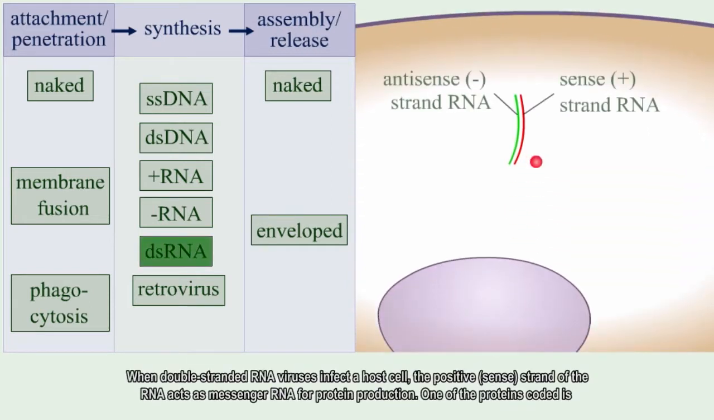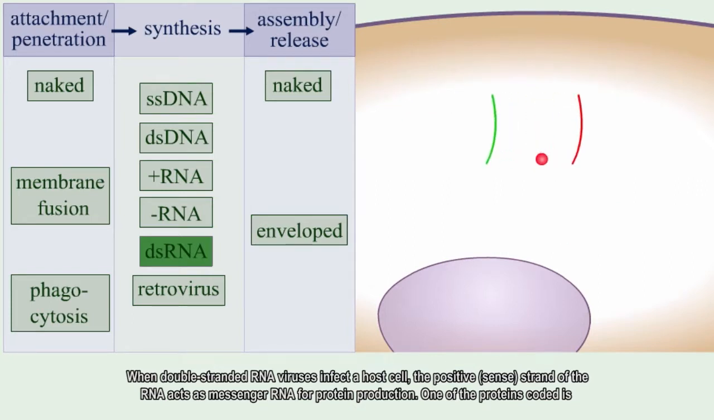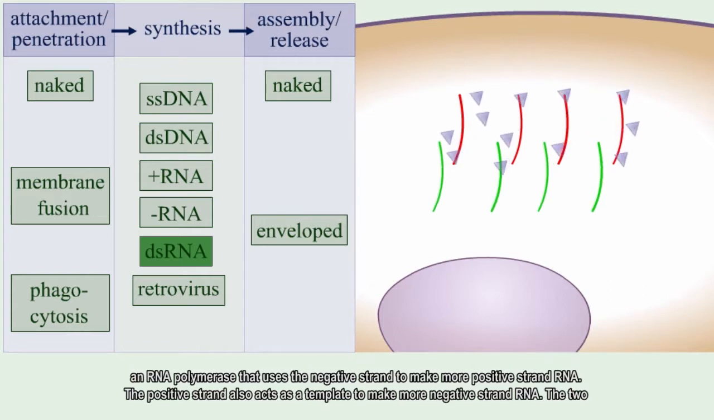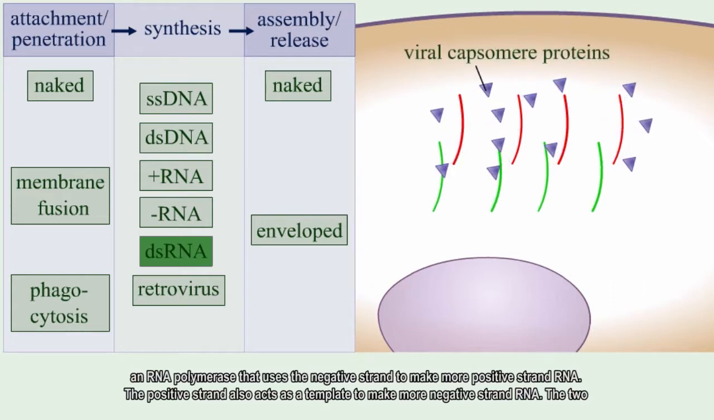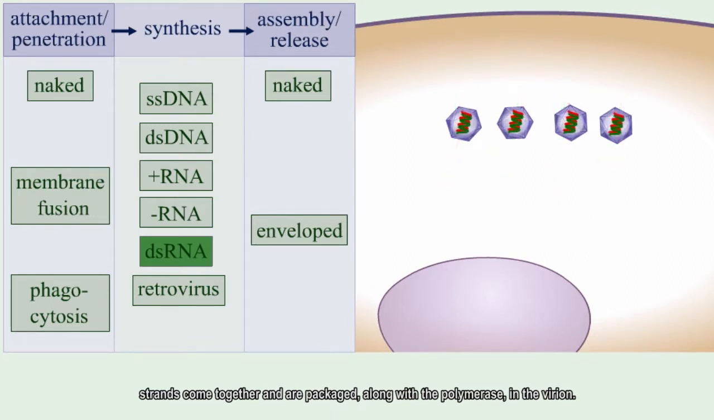When double-stranded RNA viruses infect a host cell, the positive, sense strand of the RNA acts as a messenger RNA for protein production. One of the proteins coded is an RNA polymerase that uses the negative strand to make more positive strand RNA. The positive strand also acts as a template to make more negative strand RNA. The two strands come together and are packaged along with the polymerase in the virion.